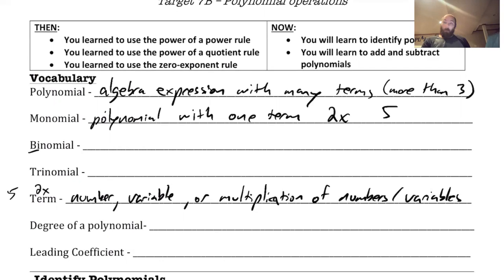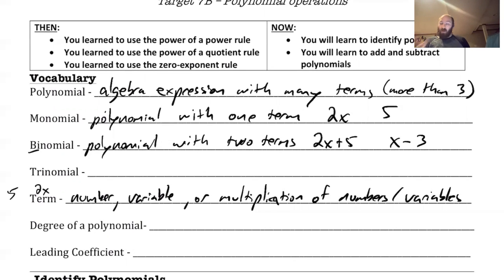Binomial, it's in the name right there, binomial, just like a bicycle. This is a polynomial with two terms. So an example of that would be like if I did 2x plus 5. One thing to mention is that every time I add another term on, it has to be separated by addition or subtraction. So I could do something like x minus 3. This is a binomial. It has two terms.